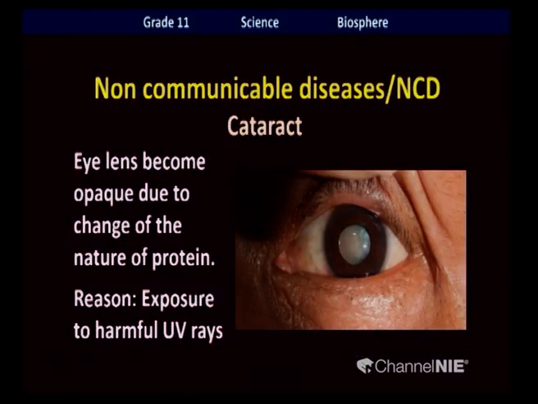Next one, cataract of the eyes. Sometimes in Sinhala we call it ahesuda. So due to the exposure to harmful UV rays, you can get cataract. That's why we should not directly look at the sun. That's why we should not directly look at the solar eclipse, because these harmful UV rays released from the sun can damage the eye lens. Then eye lens become opaque. Light rays cannot penetrate through this eye lens.